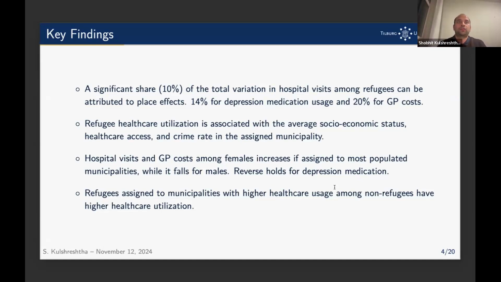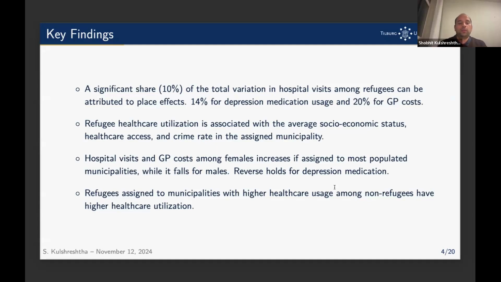So a priori, there's no hypothesis as to why, if you are being sent to a municipality where the healthcare utilization among non-refugees is higher, it should have an effect on your healthcare utilization. It can go both ways. One is that the location is simply worse. For example, there's high pollution, so healthcare utilization among non-refugees is also higher. And similarly, once you are assigned to that municipality, your healthcare utilization also increases.